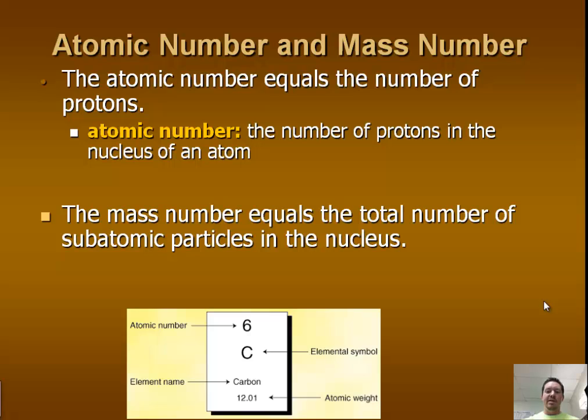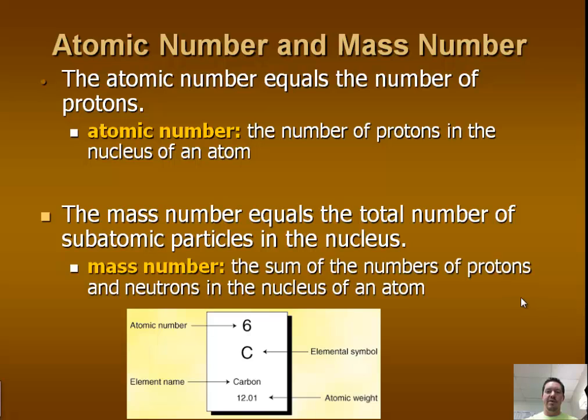And then the mass number. We have an atomic weight down here, but the mass number is the total number of subatomic particles in the nucleus. With the mass number, we typically count the protons, count the neutrons, and add those together to give us the mass number. So mass number is the sum of the protons and neutrons.